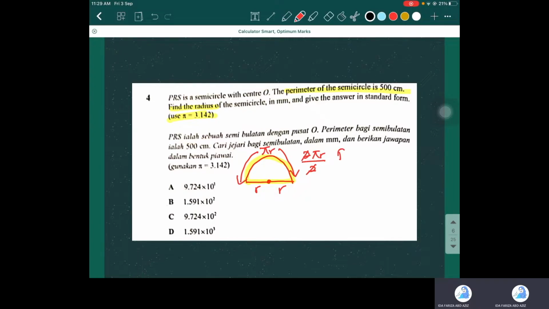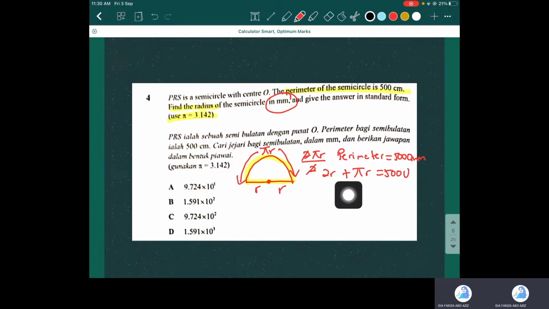So perimeter 500 cm ni, okay, 500 cm ataupun 5000 mm. Kenapa saya terus tukar pada 5000 mm? Sebab soalan cakap nak jawapan dalam mm. Okay, perimeter 5000 mm ni dapat daripada 2r plus pi r equal 5000. 2r stands for 2 radius plus pi r stands for the arc, equals 5000.